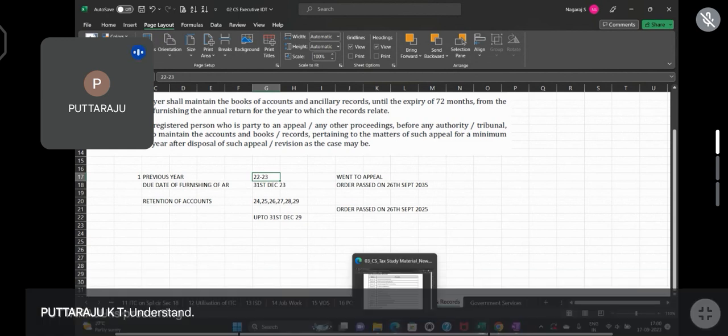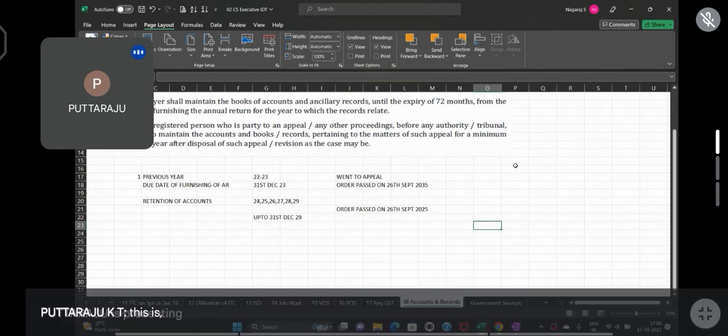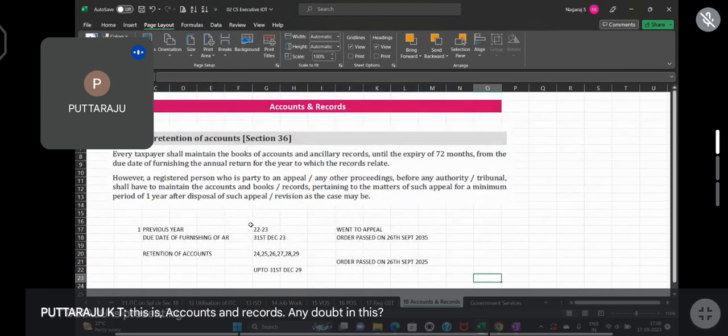Understood? This is accounts and records. Any doubt in this? Only this one you please read, especially this section. You will get the question.